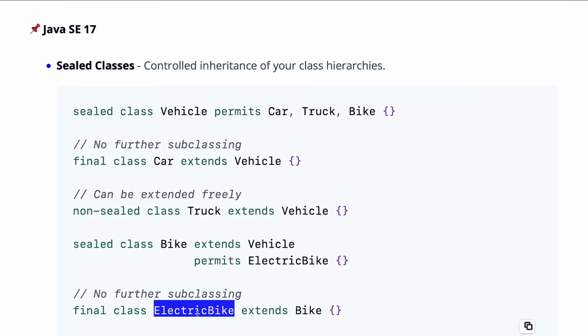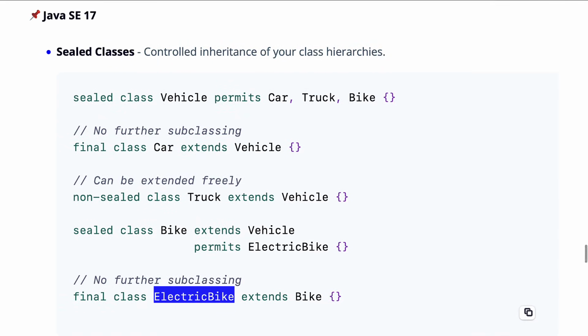So sealed classes allow you to control inheritance of your class hierarchies. In addition to sealed classes, you also have sealed interfaces. Even interfaces can specify which classes can implement that specific interface.